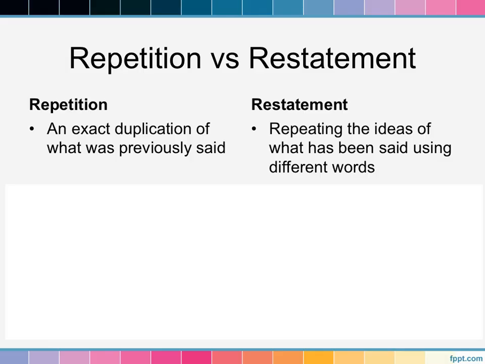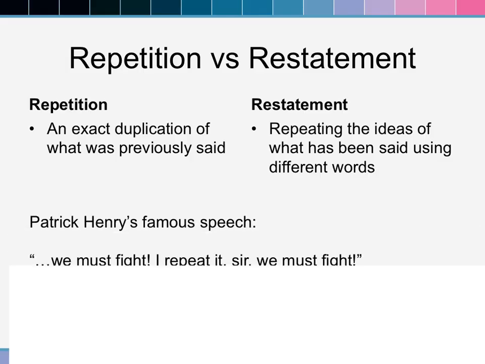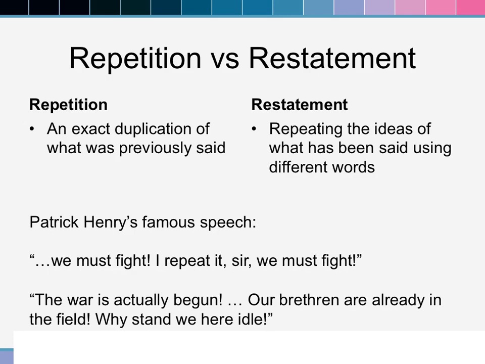So I have some examples here. Both of these are going to come from Patrick Henry's famous speech. The first one you'll see is, "We must fight. I repeat it, sir, we must fight." Now, as you look at that, you can see the exact replication. You have "we must fight," repeated again with "we must fight." Henry's really nice. He actually told us that he was going to repeat it too, so we know to look for it. So obviously, this is repetition because it's an exact duplication of what was previously stated.